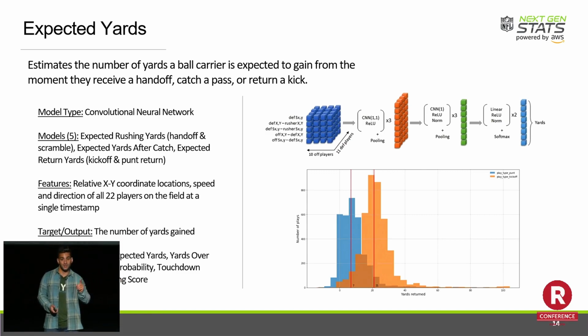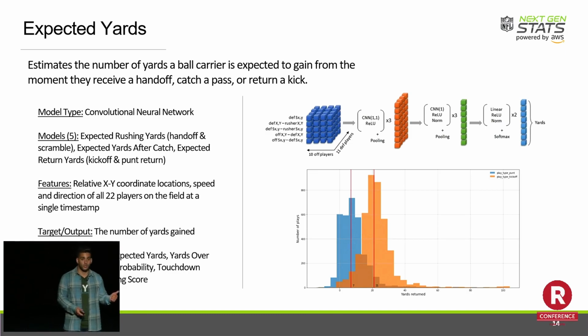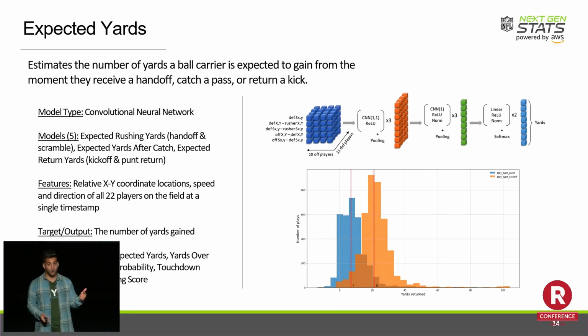So if we created a single model for both kick return and punt return plays, we would have a biased model. So what we have for expected yards, we have different models for each group. We have 5 in total. Expected rushing yards on a handoff, expected yards after catch. We also have expected rushing yards on a scramble, so when a quarterback tries to scramble from the pocket, we can measure that prediction. We have expected yards after catch, which represents the receiver once they catch a ball, how many yards will they gain. And then last year, we launched expected return yards, which predicts kick and punt return yardage.